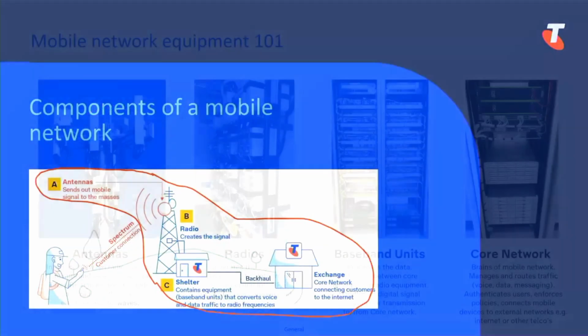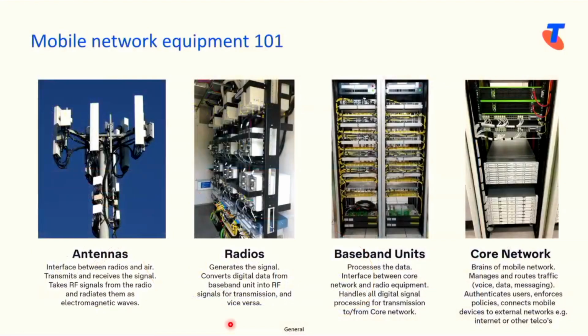Now, some components of the mobile network. We'll go through some of these in a bit more detail. We have the antennas, the radios, the baseband unit, and the core. Remember, core, boring.